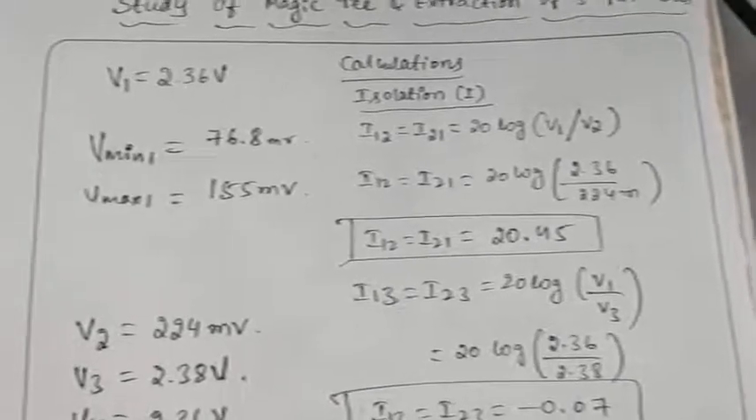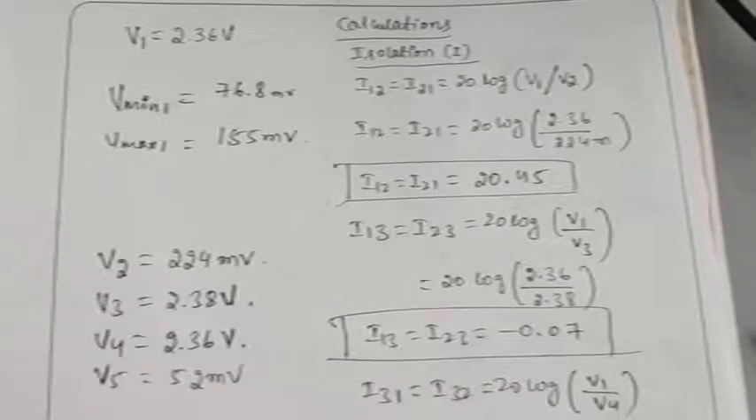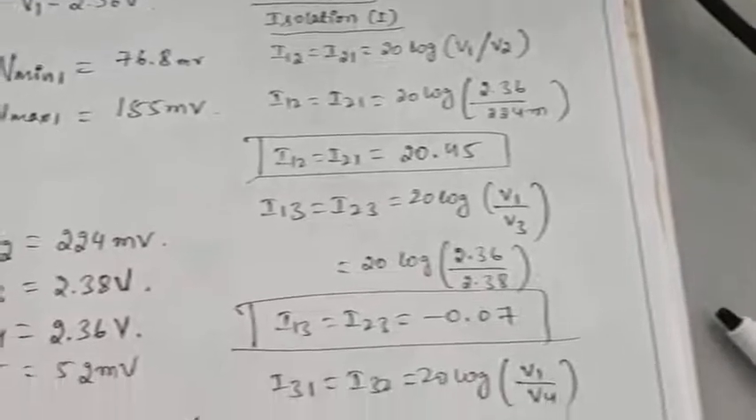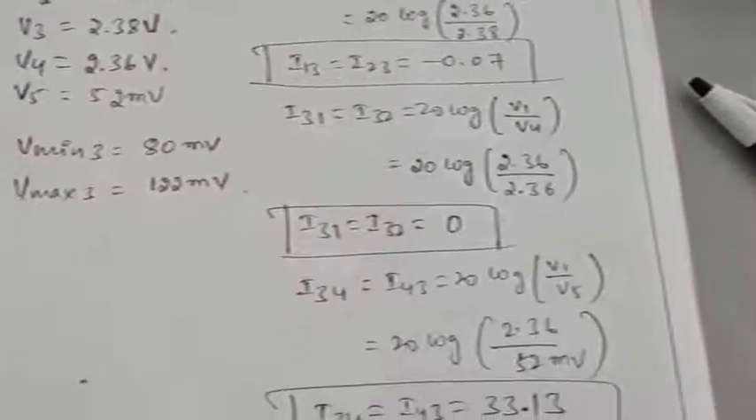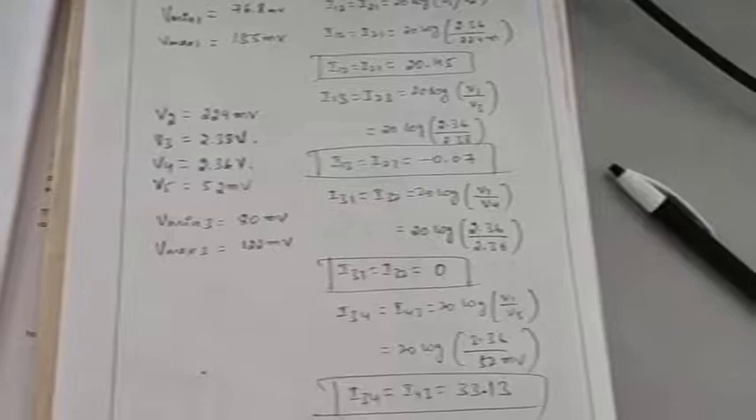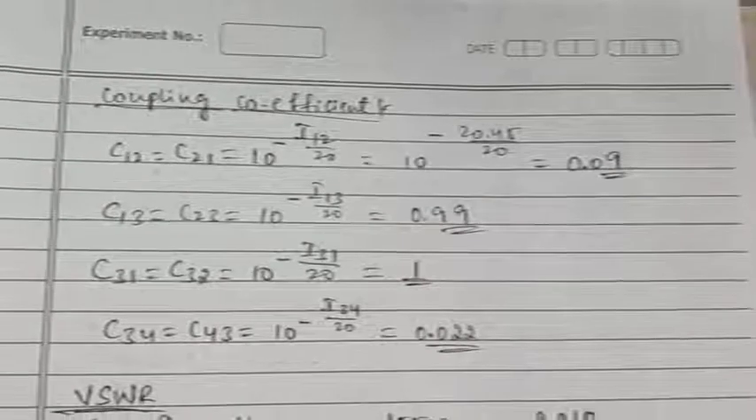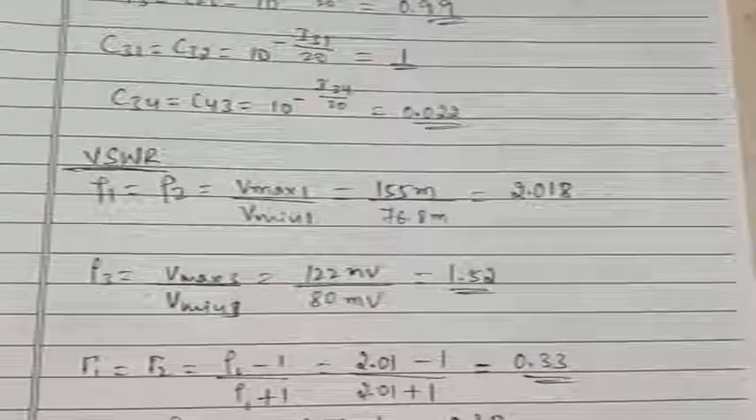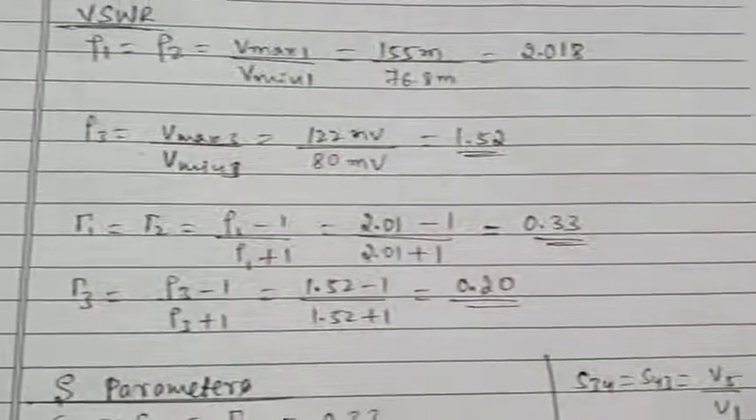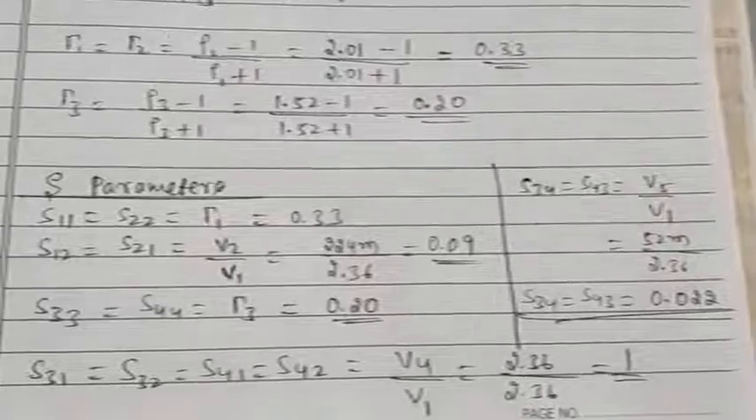These are the calculations. I have measured the voltages and VSWR values, and I have calculated the isolation by substituting the voltage values. Similarly, I have calculated the coupling coefficients and VSWR for port 1 as input and port 3 as input, and the corresponding reflection coefficients to find the S parameters. These are the different S parameters of Magic T.